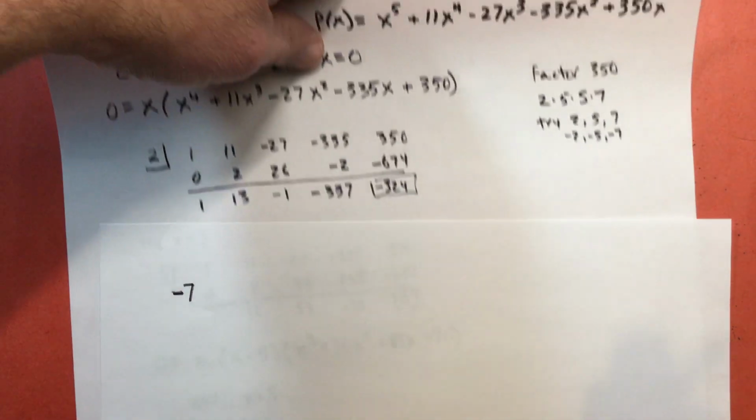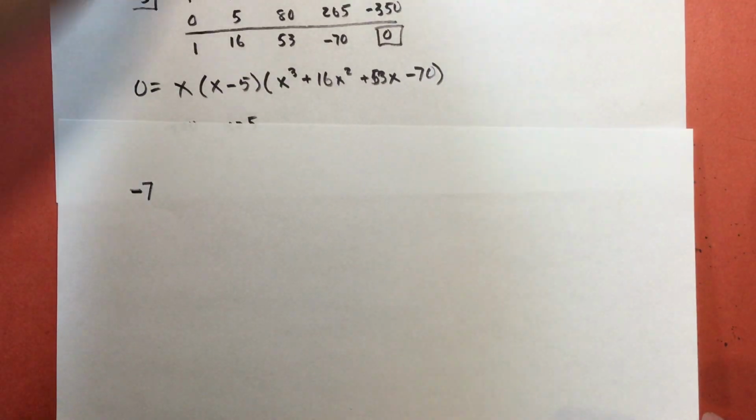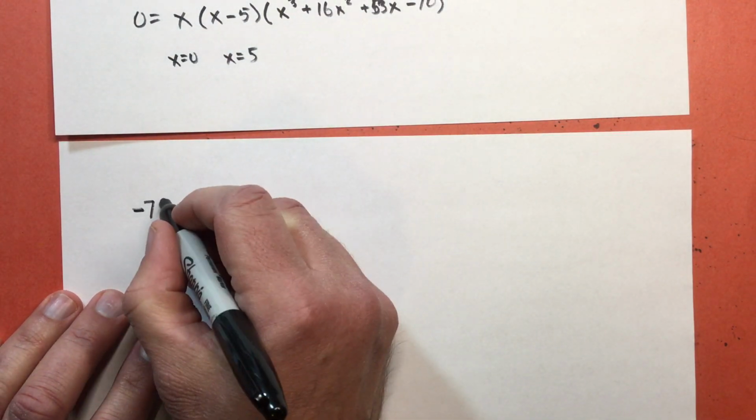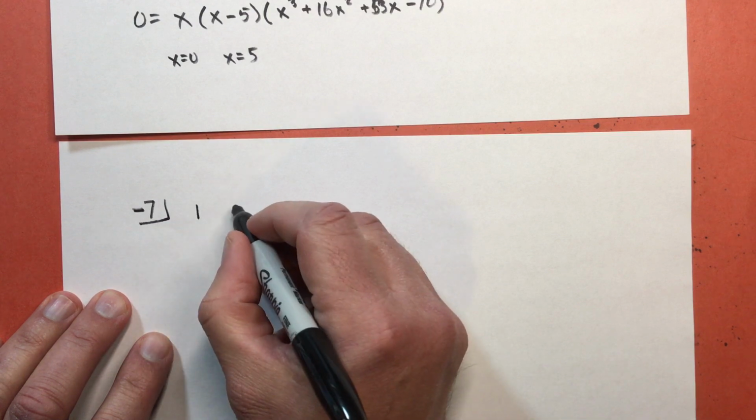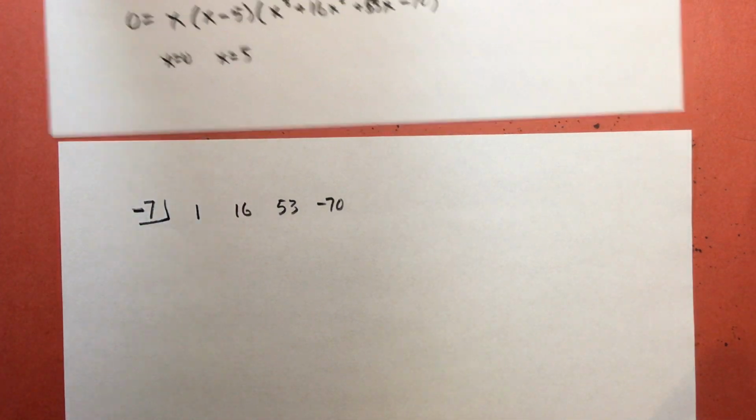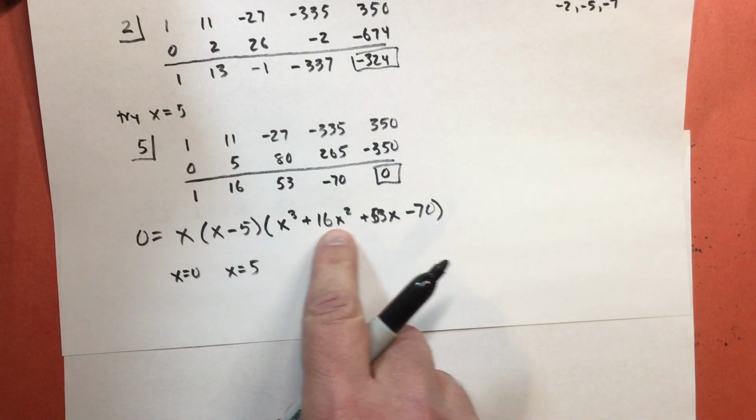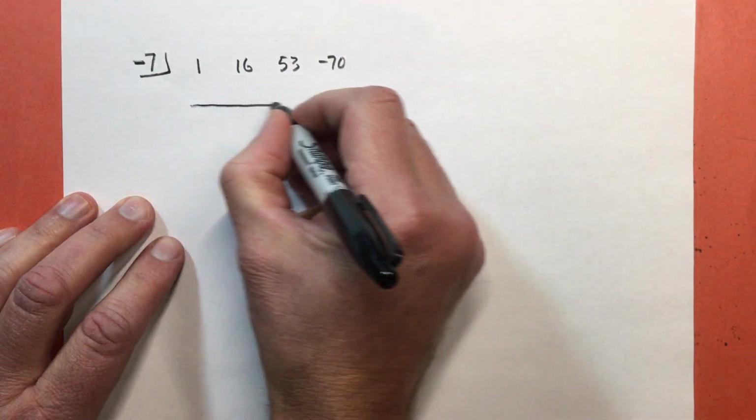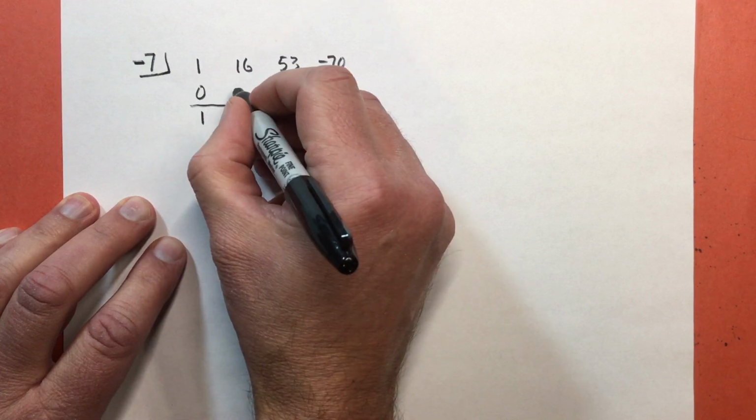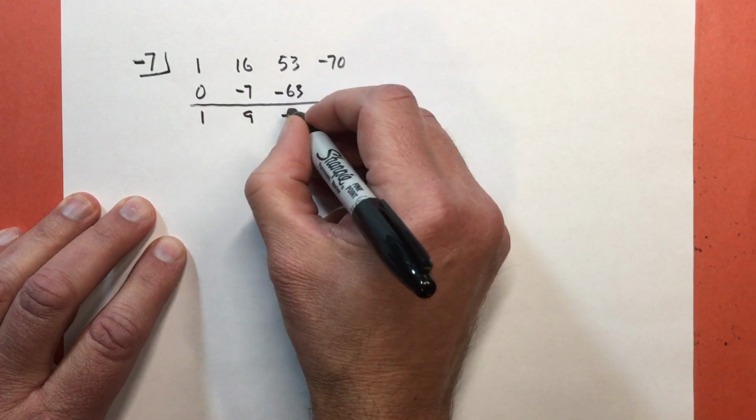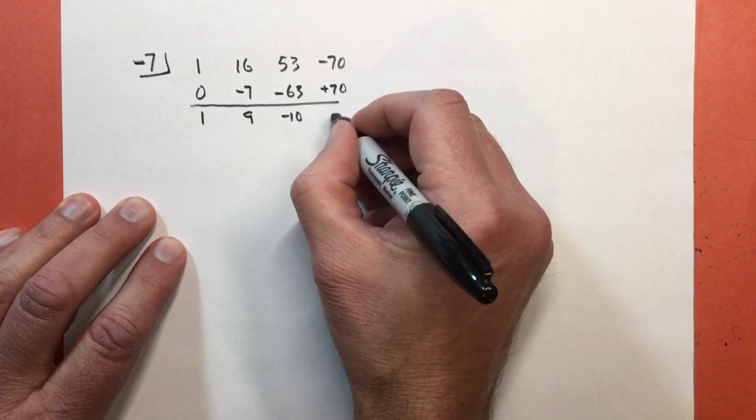And remember, that was one of the factors that I could have had here, right? And again, I'm totally acknowledging that I've done this problem to prepare for making the video, so I already know what's going to work, all right? Synthetic division, I've got 1, 16, 53, and negative 70. Try and keep everything in the same frame. 1, 16, 53, negative 70. Zero, 1, negative 7, 9, negative 63, negative 10, positive 70, 0.